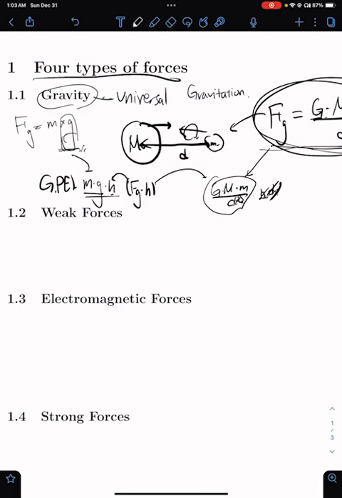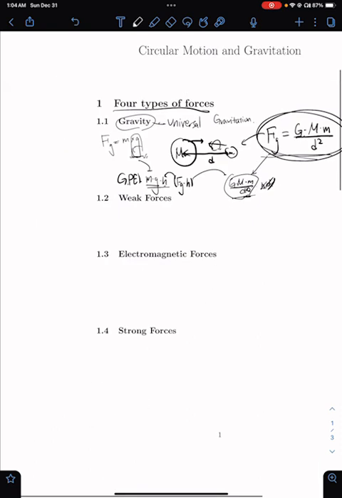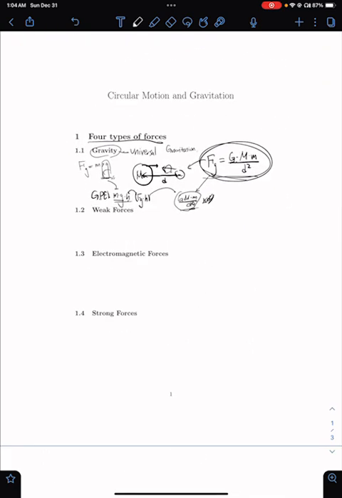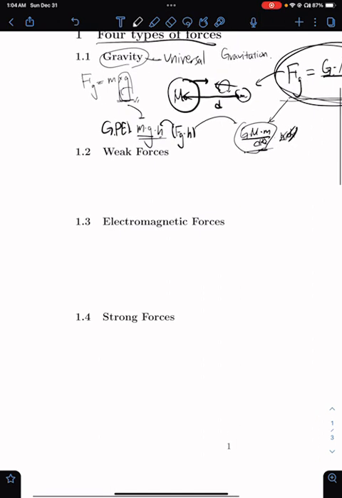Obviously, there's a lot more to why this is the potential energy, but we don't really have to go into that. It gets overly complicated. This is all you really need to know, in my opinion, if you're just going to study physics for the sake of taking this exam. And there's something called weak and strong forces.